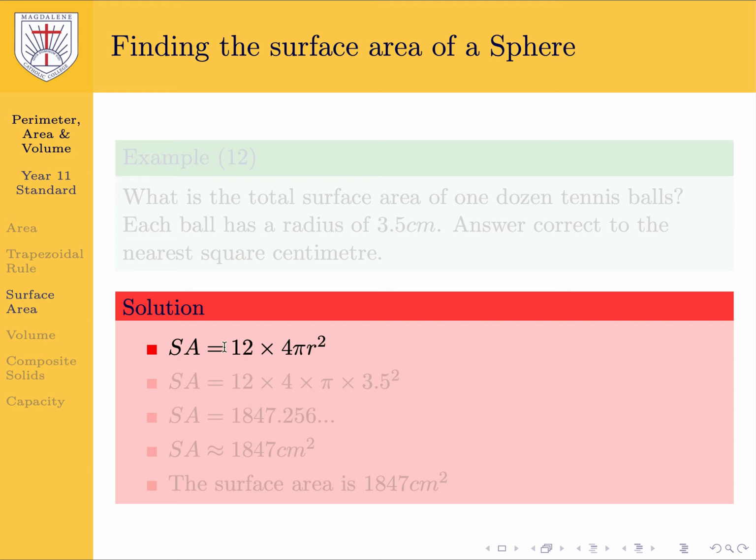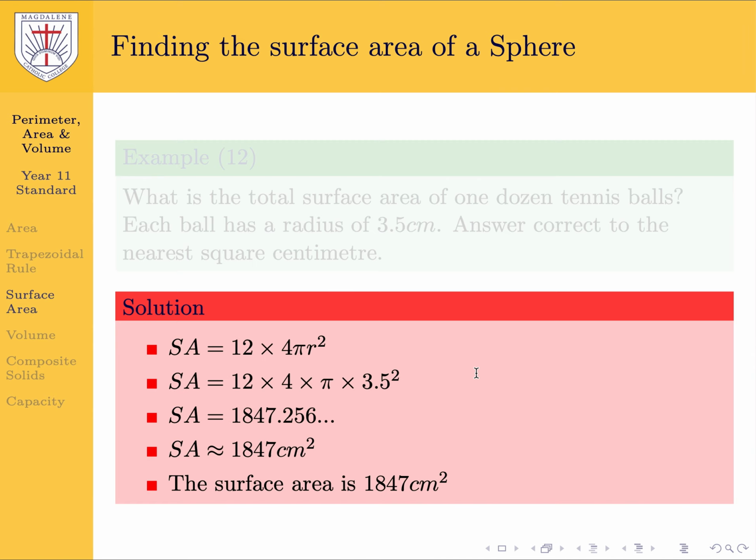So the surface area is going to be 12 lots of the surface area of a sphere, which is 4 pi r squared. We know what the radius is, it's 3.5, and that's the only variable that we need to add in. So when we substitute that value in, we'll type that all into the calculator, and we get 1,847.256, and it goes on. Remember, the reason why we're adding so many decimal places is to show that we know that it keeps on going, even though they only ask for the nearest square centimeter, which is our approximated answer. And that brings us to the end of this lesson where we talked about the surface area of cylinders and spheres.